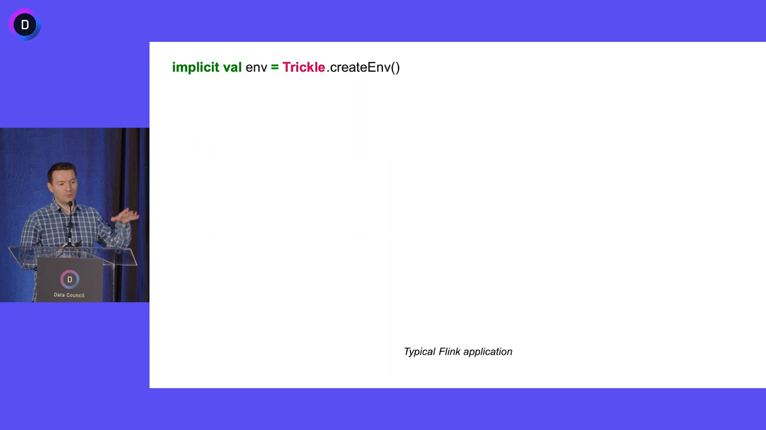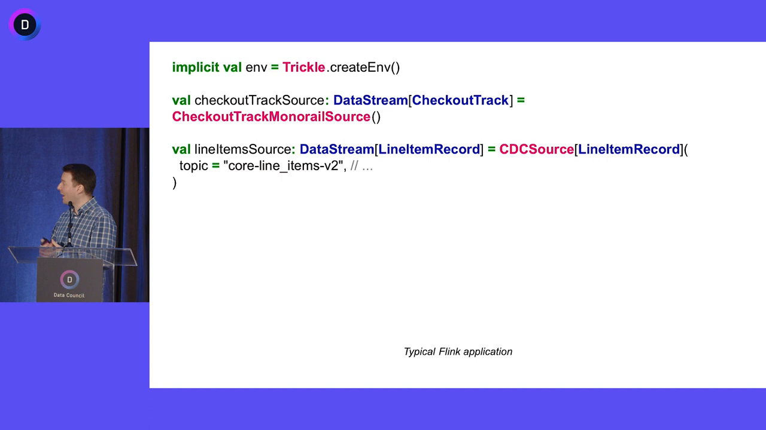So first, there is that Trickle environment, and I promise that's the only abstraction on top of Flink. We're not hiding anything else. But that just generates that streaming environment, and it does a lot of configuration for things like checkpointing and some of the other serialization configuration. Then we ask the users to define their sources, right? Because it all starts with understanding the source.